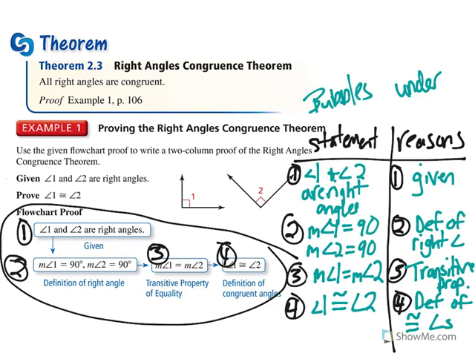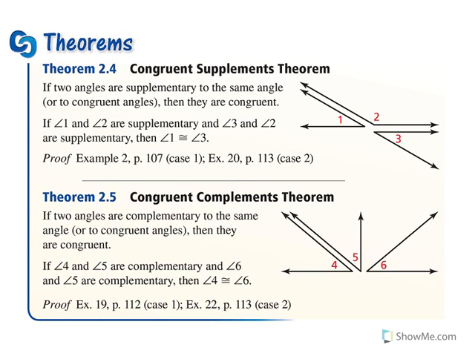So this is what it would look like if we took this flow chart and all we did was change it into this two-column proof. We were given this information, and we could just change it over. Then we have some other theorems to look at as well to add in this section. We have the congruent supplements theorem.